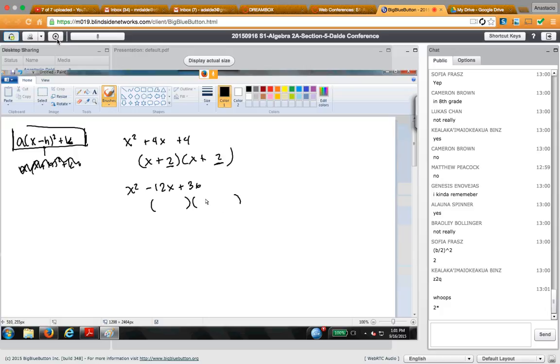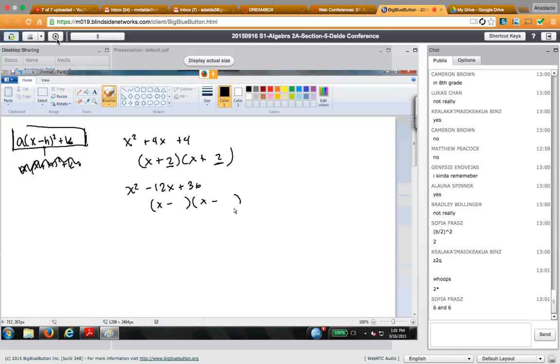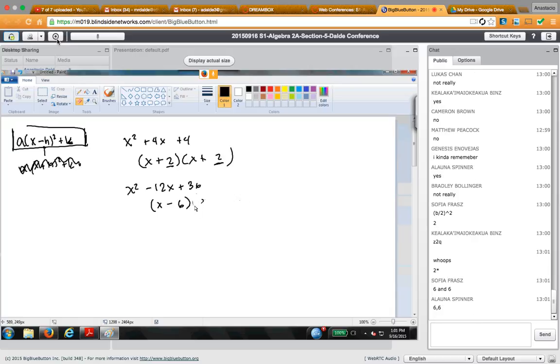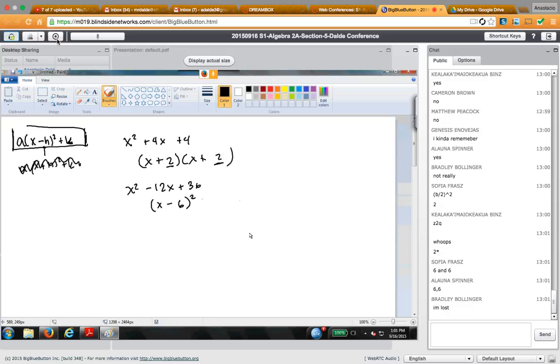X. There's going to be a minus and a minus. Do you know what's supposed to go over here? What are the numbers that are supposed to go in there? A 6 and a 6. Awesome. So if it's a 6 and a 6, is it right if I write this as this squared? Would that be all right with you? Because it's the same thing, right?